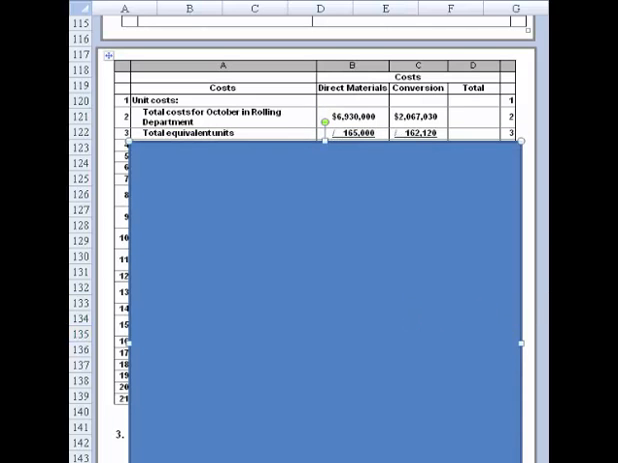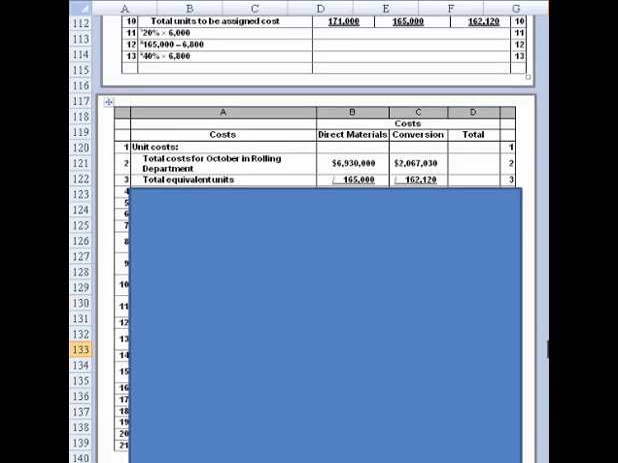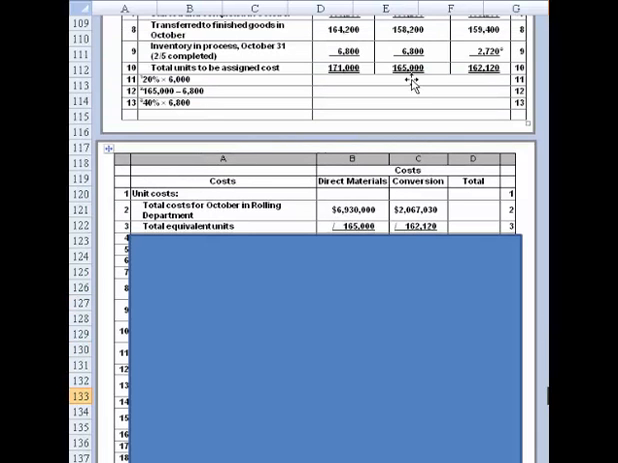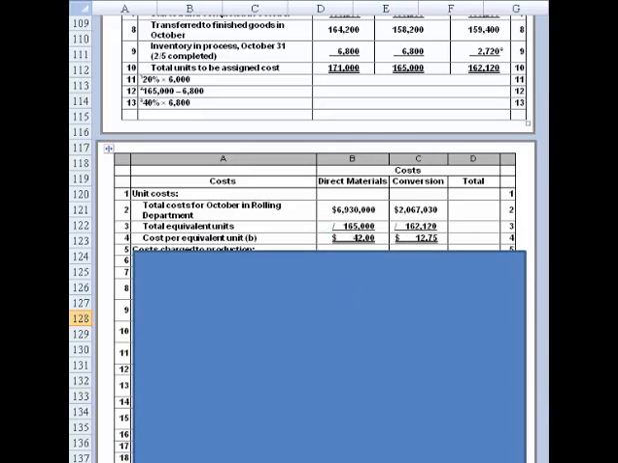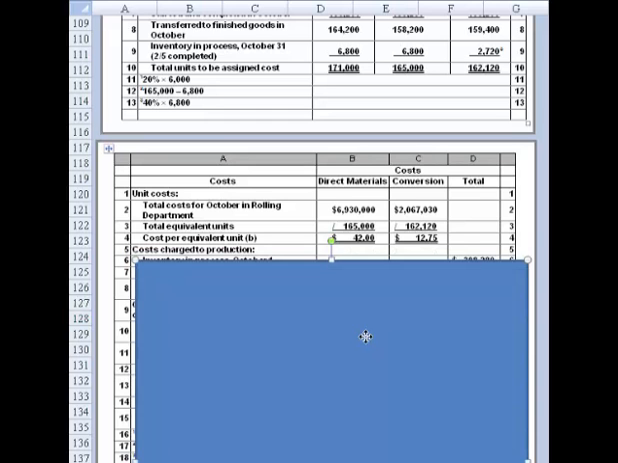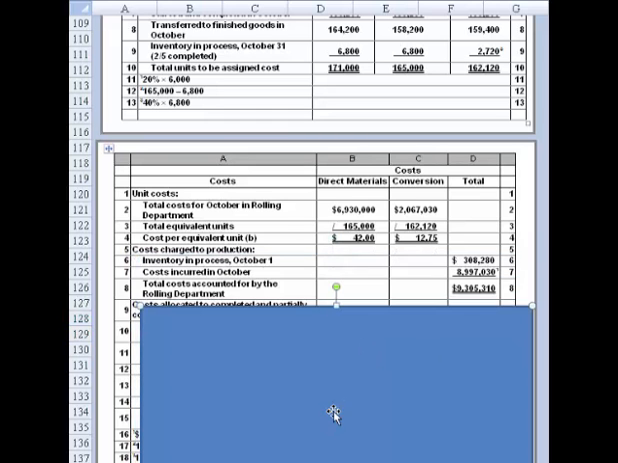Okay, so total equivalent units, which we just calculated above, was 165,000 and 162,120. And that's that number above my mouse and that number above my mouse. That one is for direct materials, that one's for conversion cost. When we do the division, we come up with $42 of cost per equivalent unit and $12.75 for conversion. Next, we need to figure out how to apply the cost to the various components of the various layers, if you will, of the inventory we had.